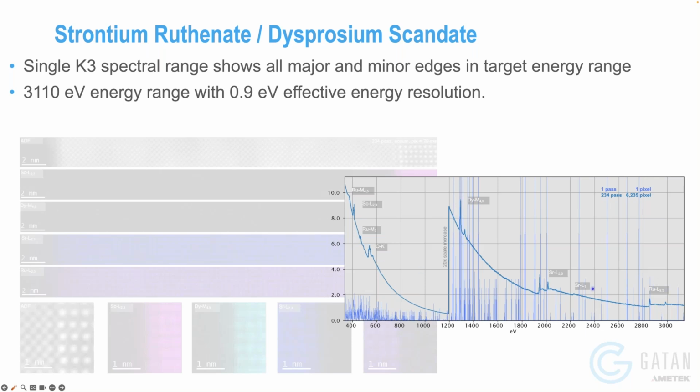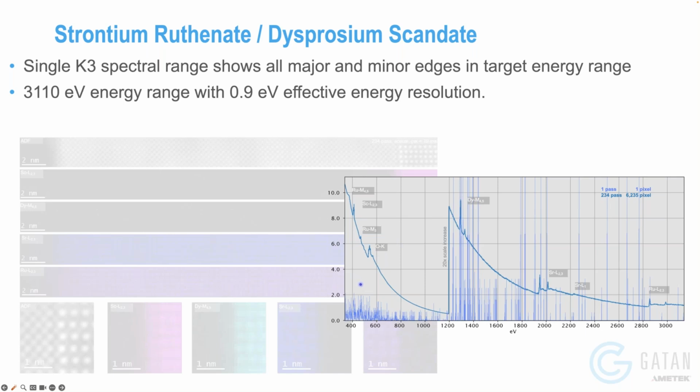Now, these edges are quite far apart. So if we want to do this, the K3 is the absolute go-to. If we tried to do this with the Stellar, I don't have the data, but I can tell you that the energy resolution is going to be much worse at 200 kV. It's going to be something like 6 eV, 9 eV. So we wouldn't be able to do the ELNES work.